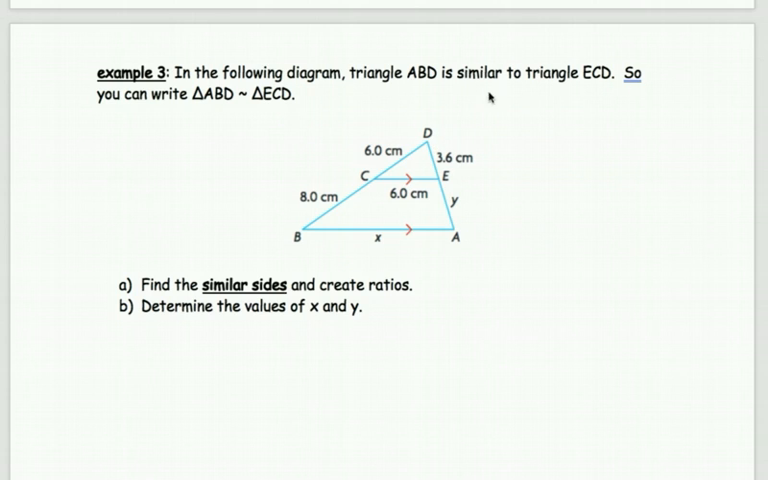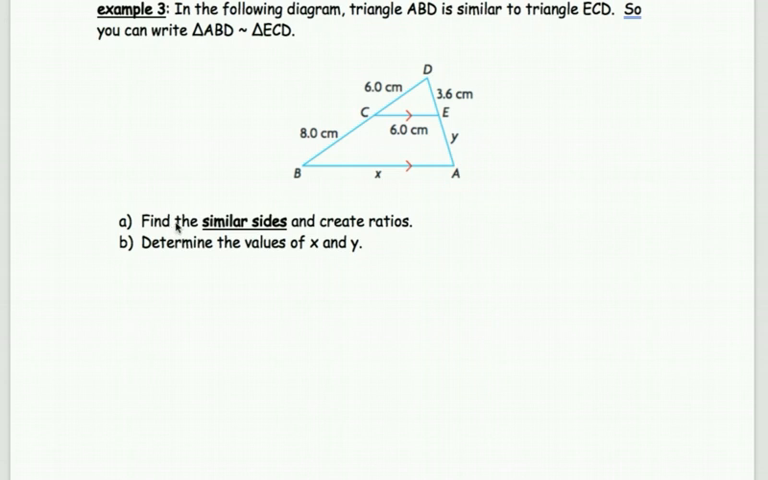So see how the first set of letters is alphabetical, A, B, D, and then the second triangle just has to match the A, B, D. So A is the same as E, so that's why you say E, C, D, okay? C and B are the same, so the second one doesn't have to be in alphabetical order when you describe the triangle, it just has to match the first triangle that you stated, okay? So the first one alphabetical, second one, just write it so it matches the first triangle. All right, so ABD is similar to triangle ECD. Now that we know that they're similar, can you find the similar sides and create ratios and then determine the values of x and y?